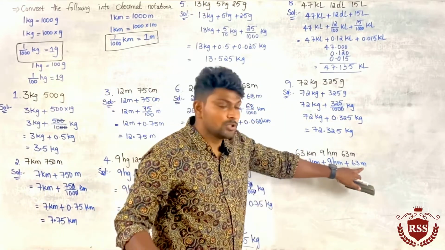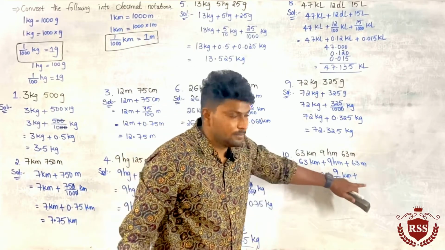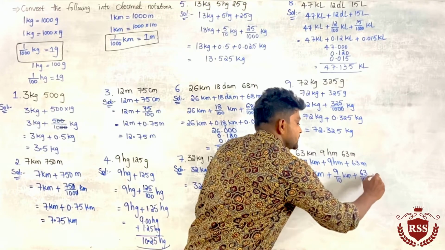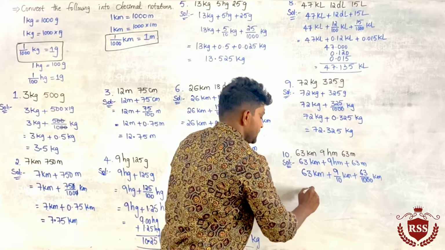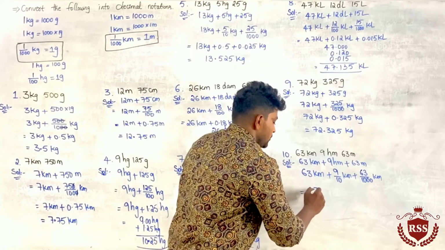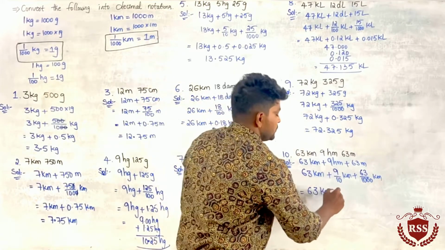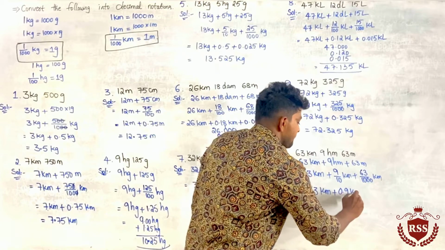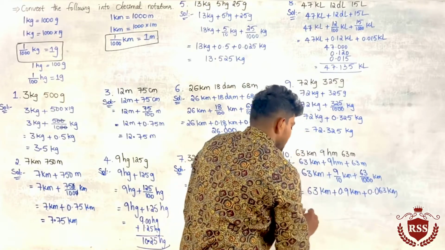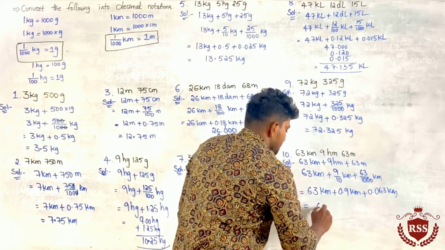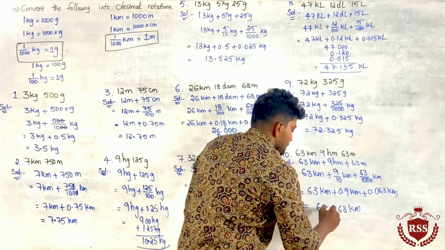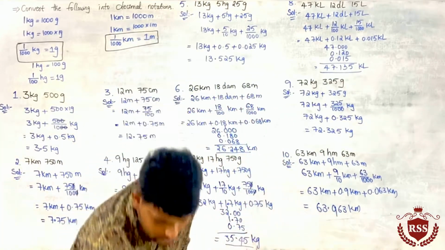1 kilometer equals 1000 meters. So 63 by 1000 kilometers. So 63 kilometers plus 0.9 kilometers plus 0.063 kilometers. If you add all the things, it will be 63.963 kilometers.